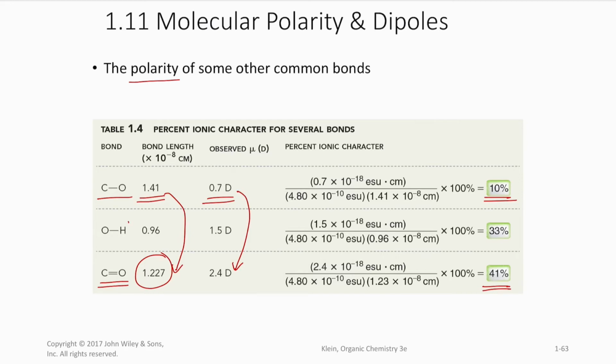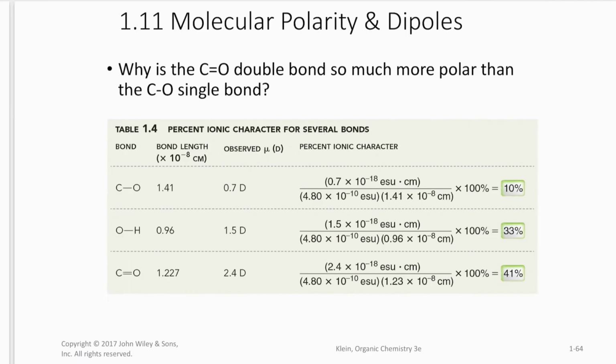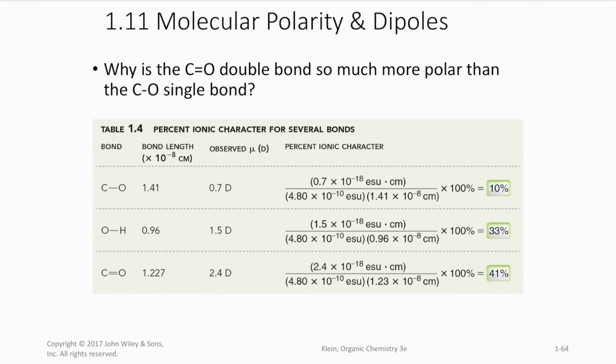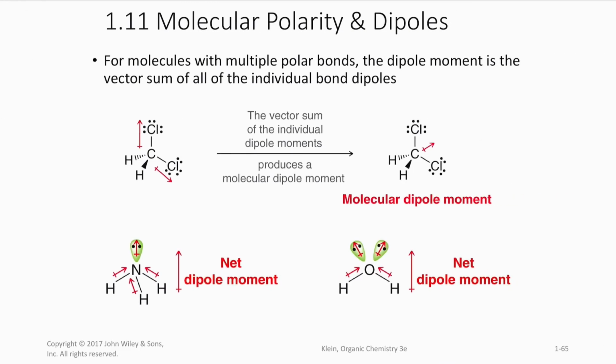The same thing with oxygen and hydrogen as well. So this also increases to 33%. So depending on the molecules that are bonded, you see that there is a much differentiation between the ionic character. The higher the ionic character, the more prominent the polar bond.